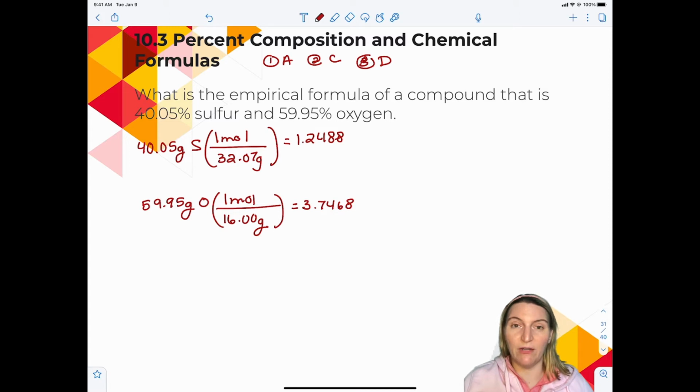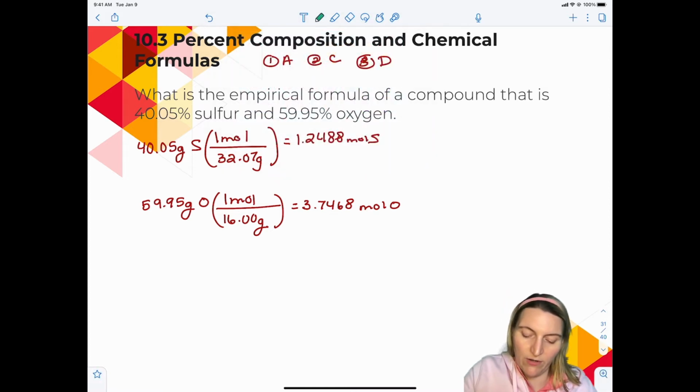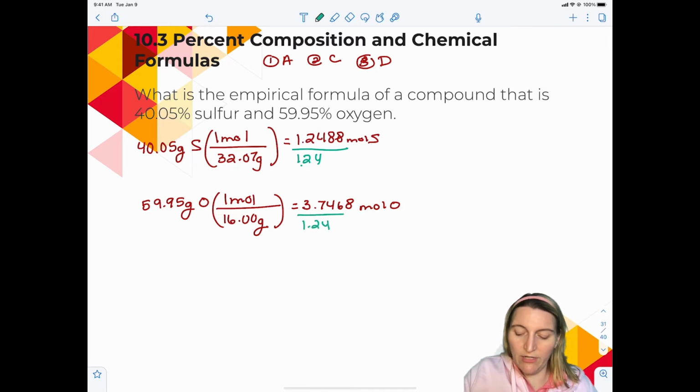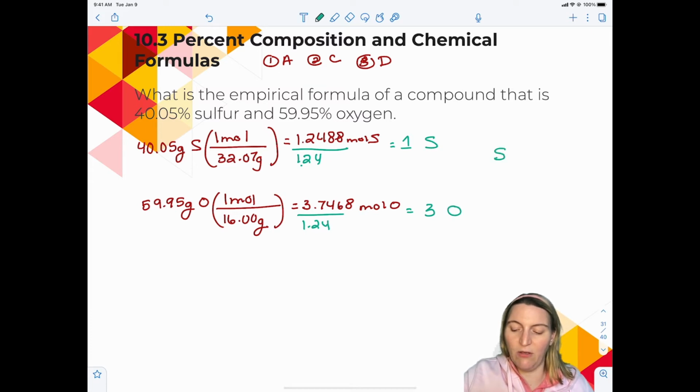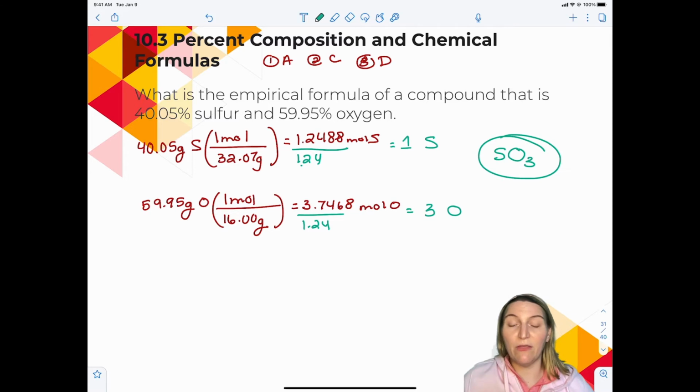So now we've just converted grams to moles, and now we do that last step, divide by the lowest number of moles. So which number is smaller, 1.24 or 3.74? And of course that's 1.24. So I will divide both by 1.24. And I'll try to use as many digits as possible so I can get as close to whole numbers as possible. So this comes out to 1, and this comes out to 3. So what does this mean? So this is 1 sulfur and 3 oxygen. That means in this compound, there's 1 sulfur and 3 oxygen, SO3.